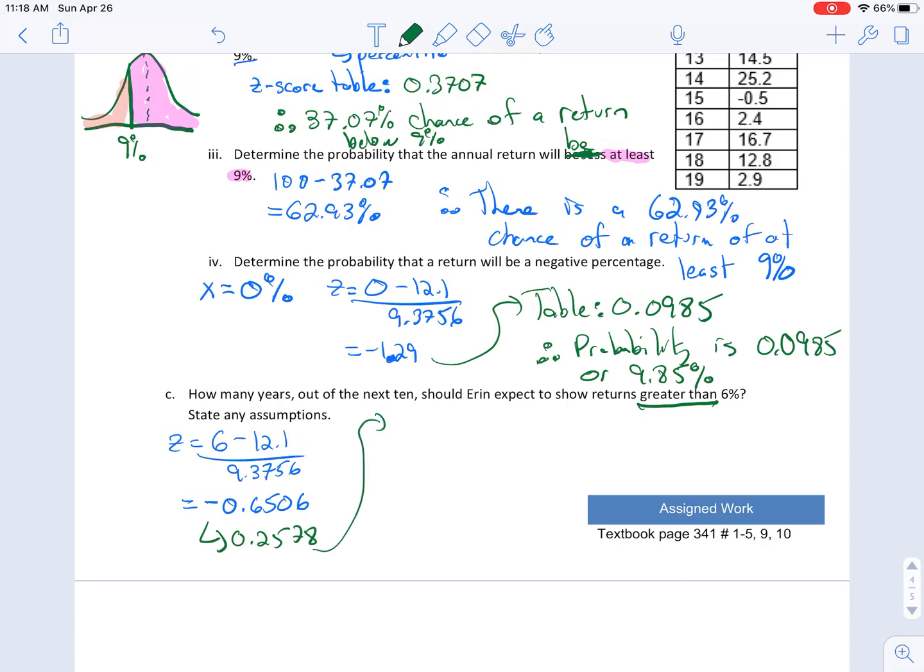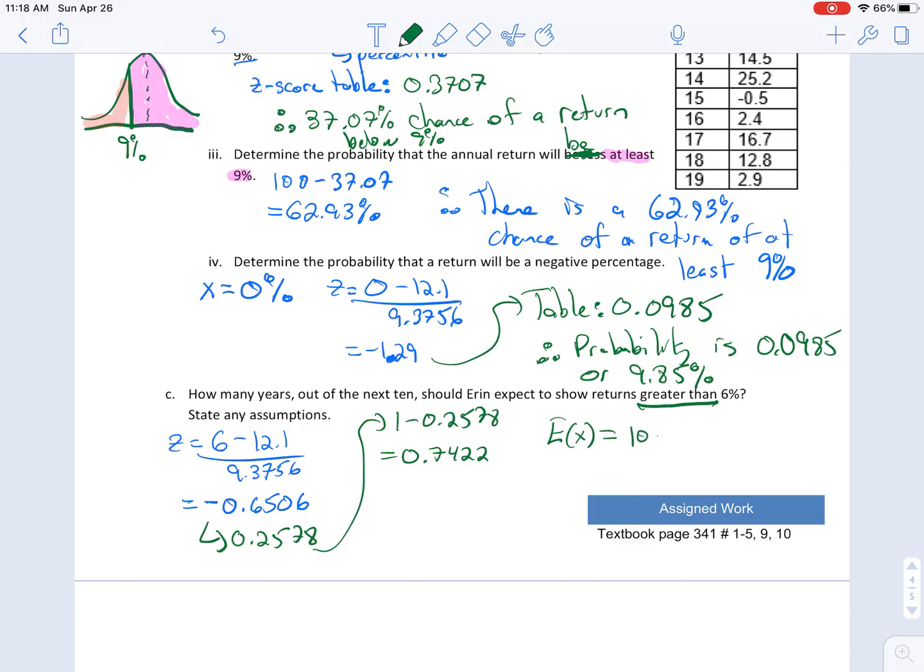So what we want is the expectation that she gets greater than this. So we want the complement to this. I want to do 1 minus that, which gives me 0.7422. So that's the probability that she's going to get, in one year, something greater than 6%. And so in 10 years, how many times would we expect? This is basically 3/4 of the time we would expect to get greater than 6%.